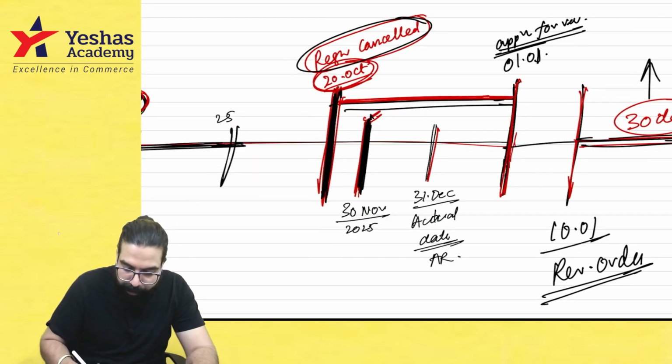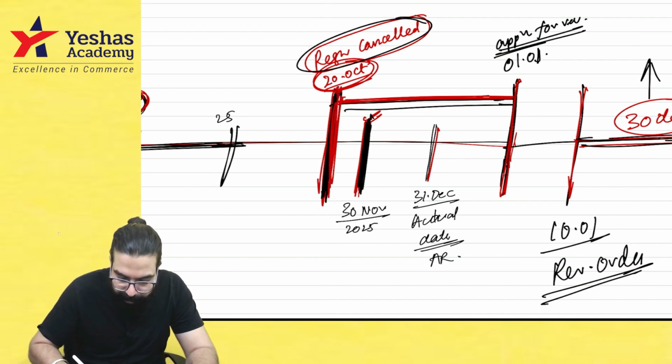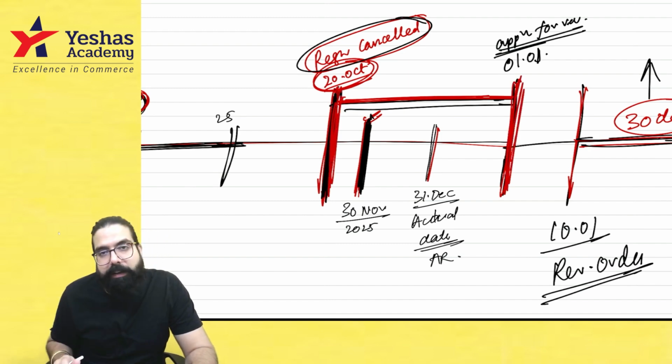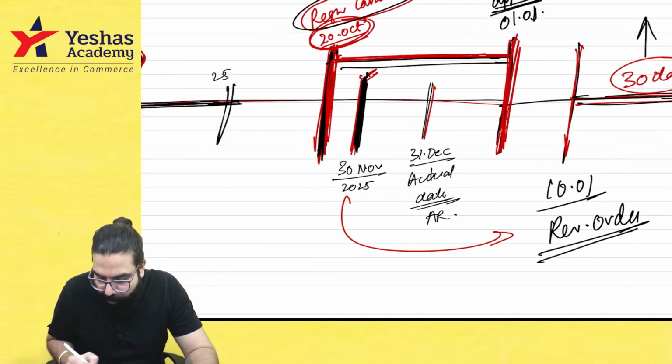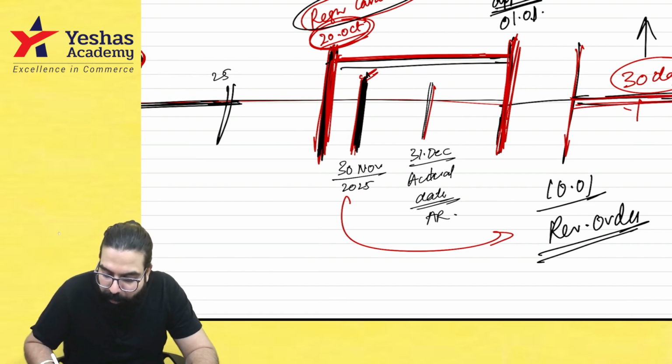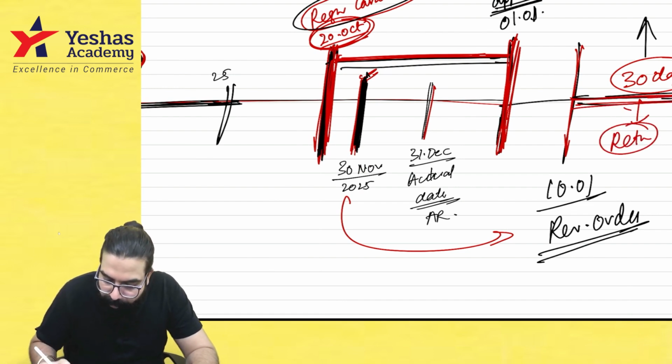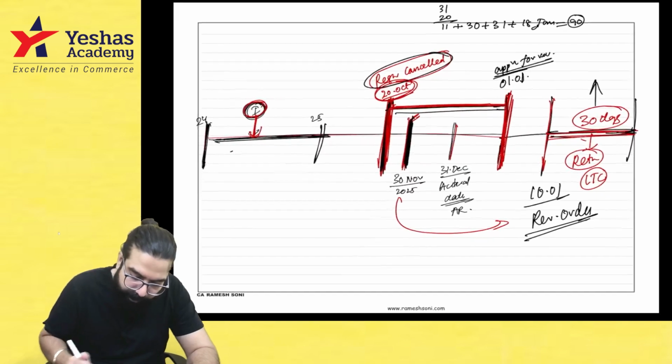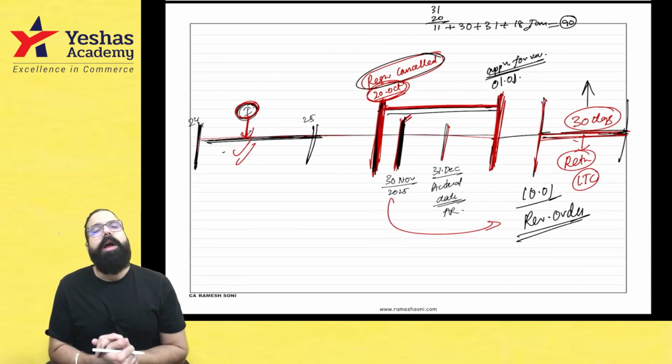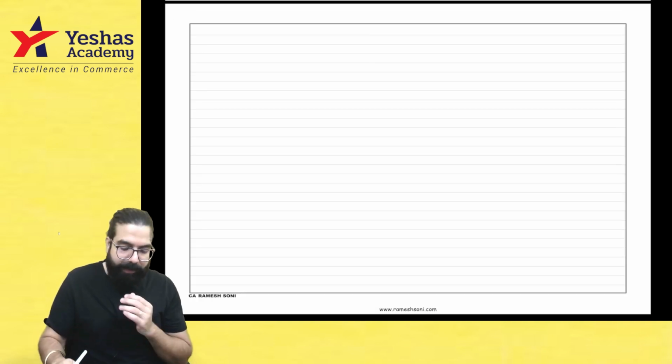What are they telling? From here till here, whatever returns are pending, you will file them once the revocation order comes, within the next 30 days. When you are filing your return, please go ahead and take the input tax credit with respect to this invoice. I hope this point is clear. I will tell you once again, listen carefully.